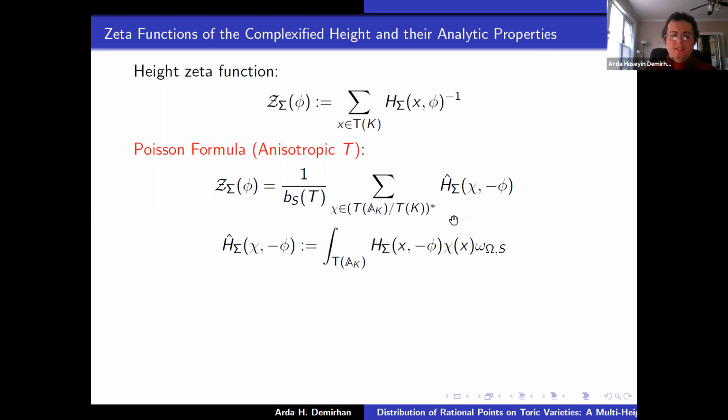S is a finite collection of valuations containing all Archimedean valuations and ramified non-Archimedean valuations in a finite Galois extension field. And BST is the volume of the quotient with respect to that measure. And the most important thing is, for the general isotropic case, we are not just summing over the characters; there's a separate integral expression.